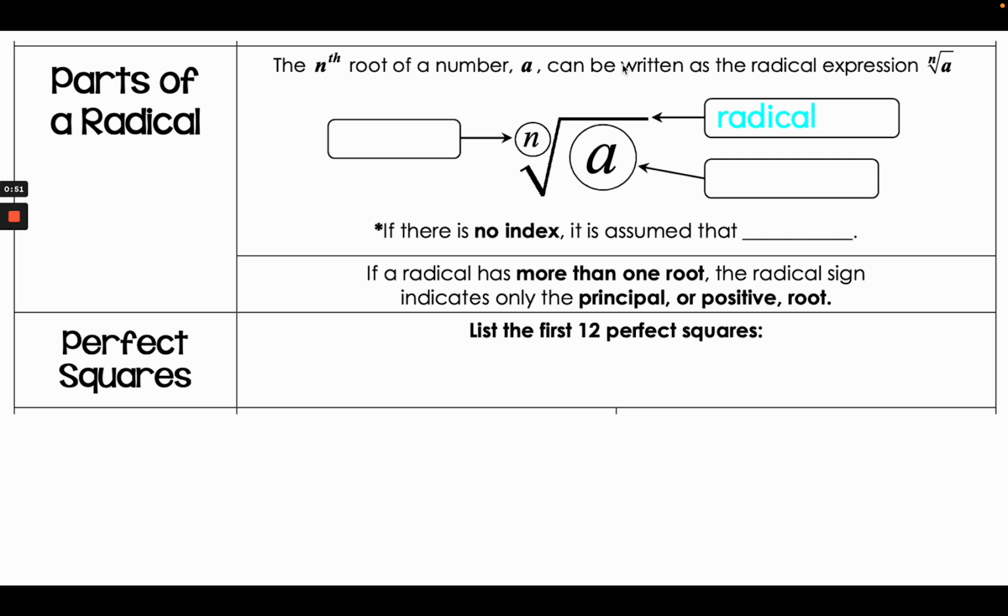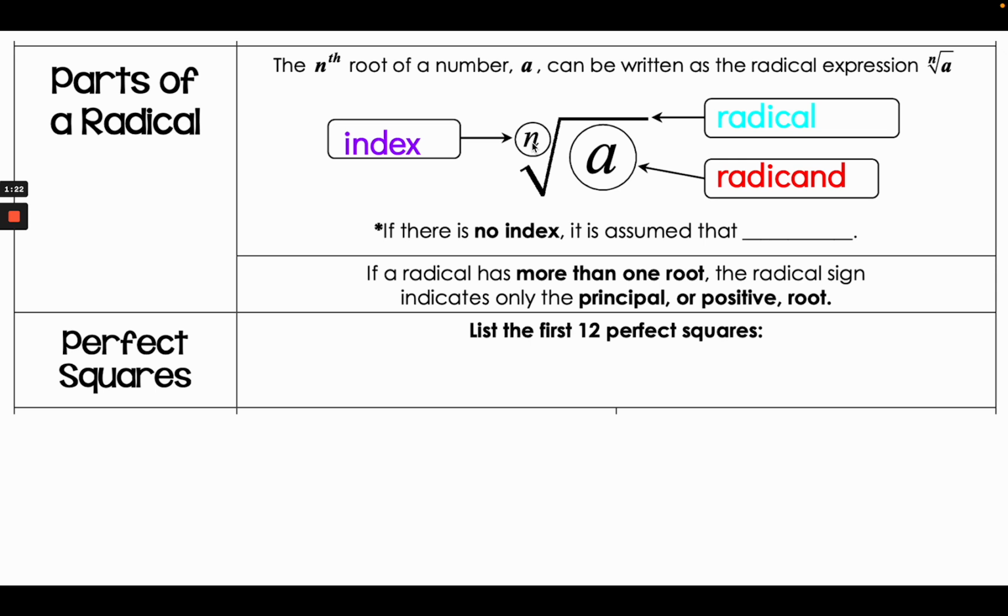Now, this part of the radical, I'm always going to refer to as the house. It looks like a check mark with a line going across. Underneath the house, or inside the house, we call this the radicand. So the radical is the house, and inside the house is the radicand. On the left of the house, we will have some number, and we call this the index.